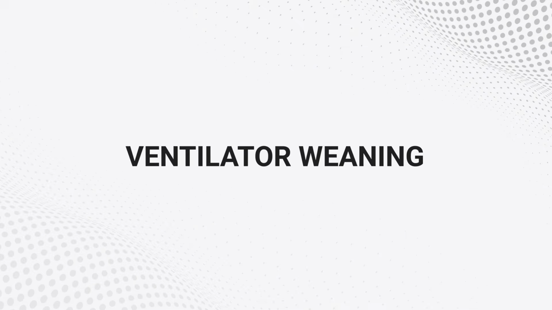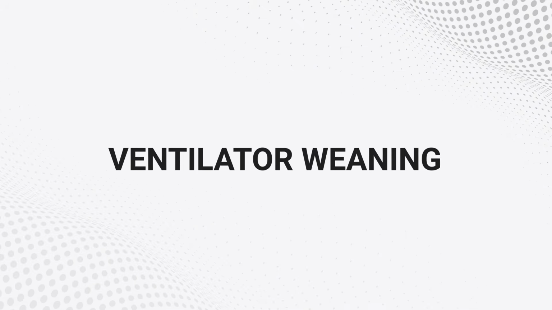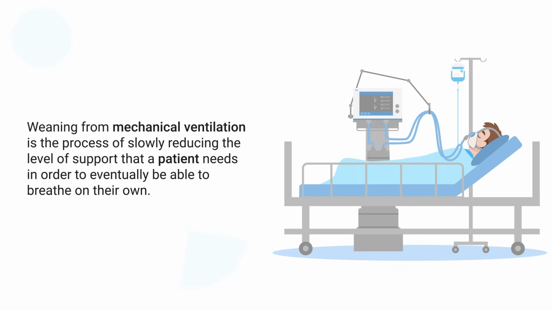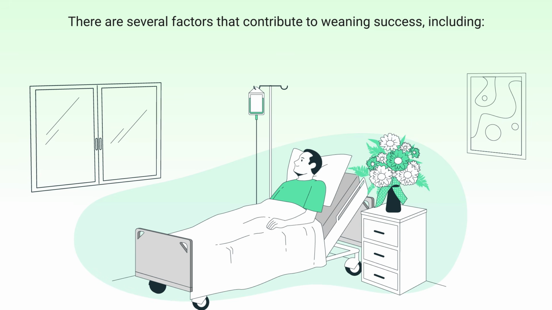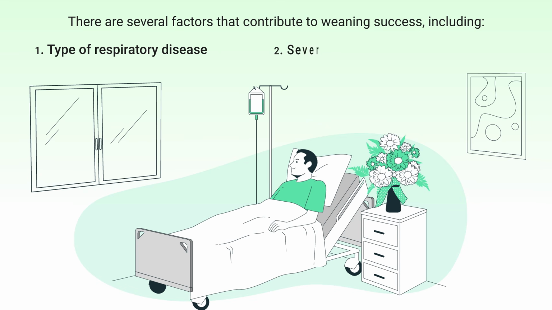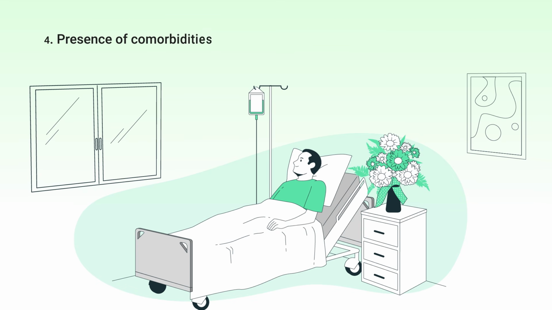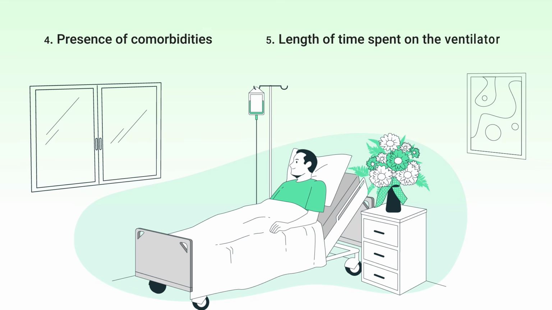And the next essential topic that we need to discuss is ventilator weaning. Weaning from mechanical ventilation is the process of slowly reducing the level of support that a patient needs in order to eventually be able to breathe on their own. Weaning success occurs when a patient is able to tolerate spontaneous breathing for 48 hours following extubation without the need for reintubation. There are several factors that can contribute to weaning success, including the type of respiratory disease, severity, the patient's age, the presence of comorbidities, and the length of time on the ventilator.